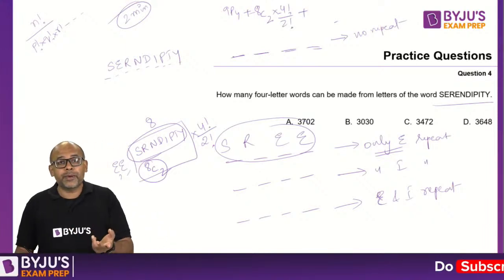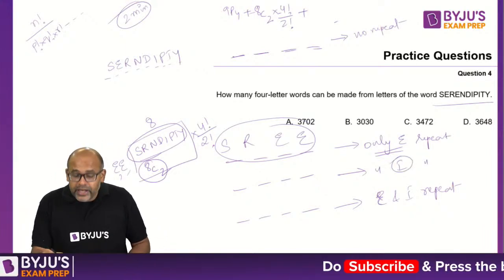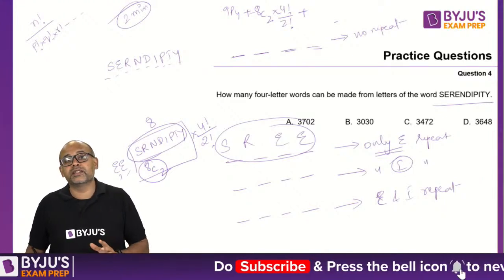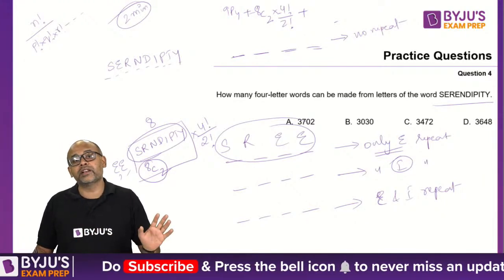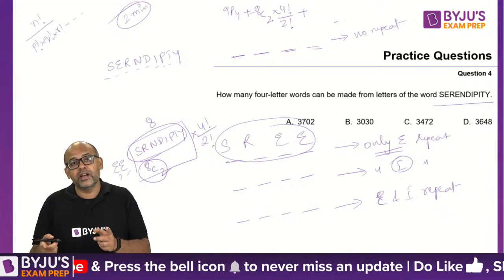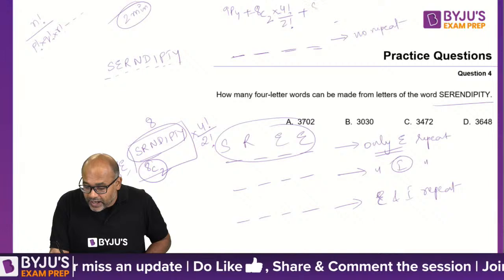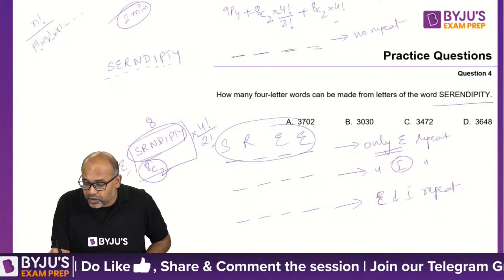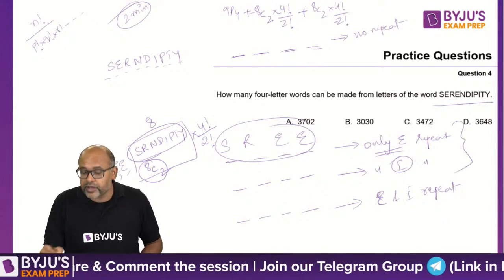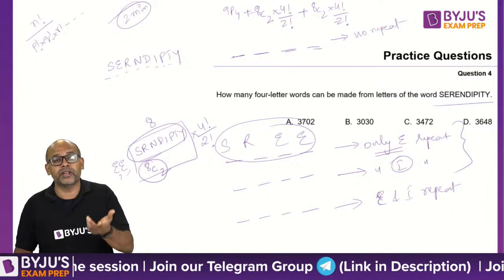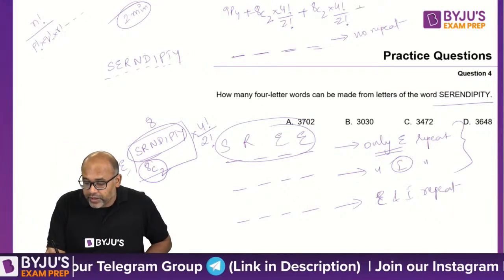Now E is repeated, that is the answer. Only I is repeated. The logic remains the same, nothing changes. Every calculation remains the same because in place of E, I am bringing in I. So the same thing is happening. It will be another 8C2 into 4 factorial by 2 factorial. These two will give you the same answers, so you can multiply it by 2, or you can write it twice.